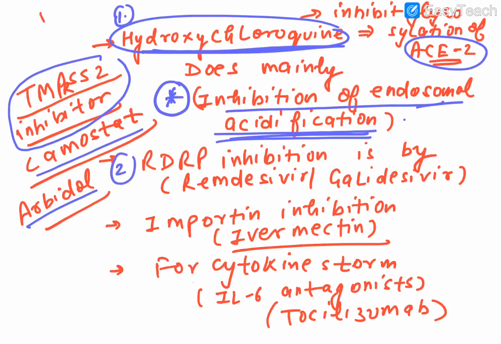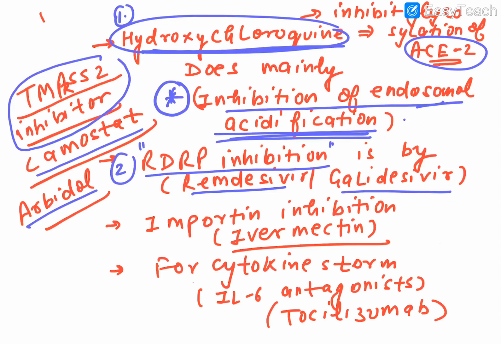Then the second thing to be remembered: I have told you about this gene also, which is confirmatory in the real-time PCR. For the RDRP inhibition, this particular protein inhibition can be done by 2 important drugs. One is remdesivir and one is galidesivir. These are inhibitors of this particular enzyme, you can say protein, because it exists in various forms, RDRP. So this inhibition happens by remdesivir and galidesivir.